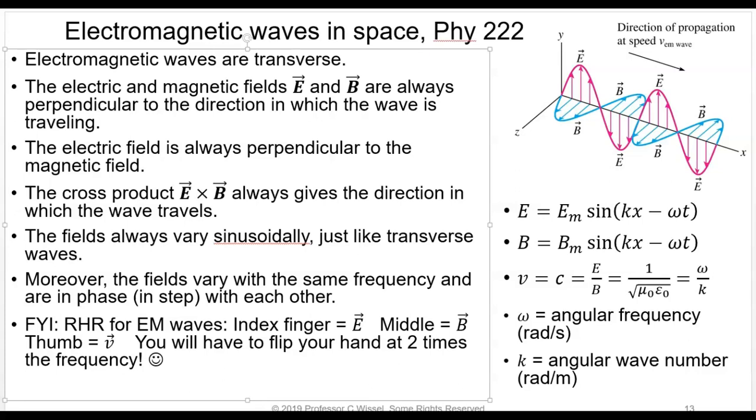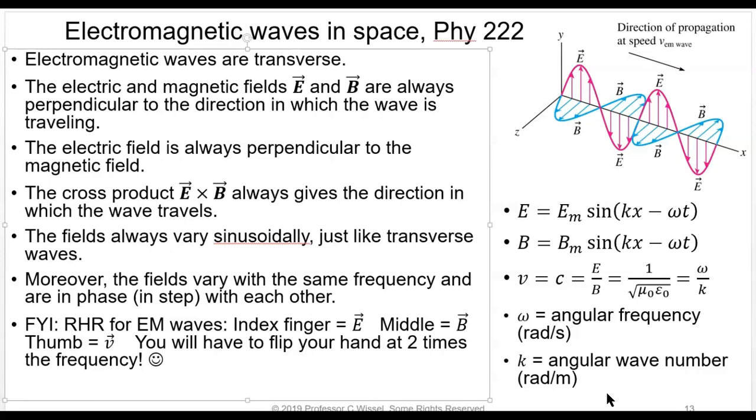So FYI, there's a right-hand rule for this. You guess this one was coming. For electromagnetic waves, your index finger is the electric field. Of course, if you remember in a wire, the index finger is the current, right? And the E was in the same direction as the flow of conventional positive charges. In other words, the flow of conventional current. So that's your index finger. Your middle finger is still the magnetic field as it always has been, and your thumb now is v. And of course, you'll have to flip your hand at 2 times the frequency to get this to work, so it really wears you out.